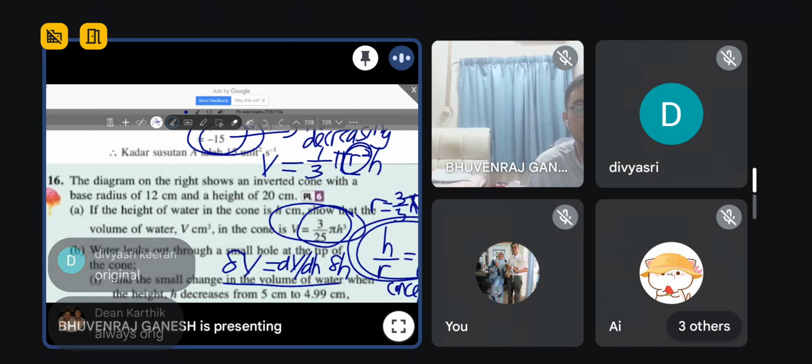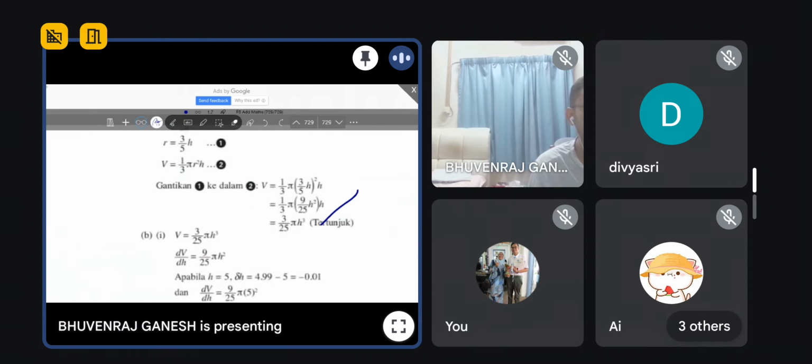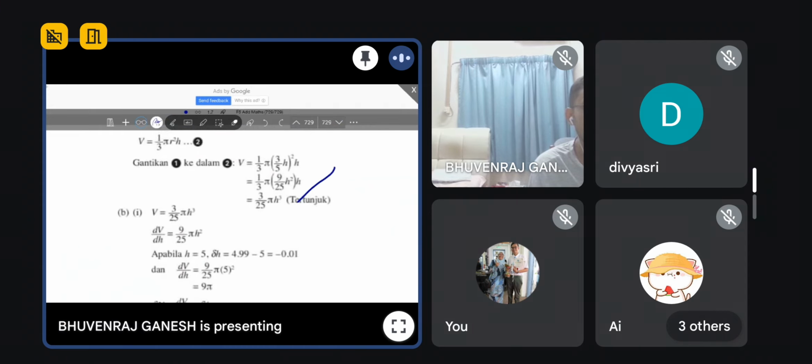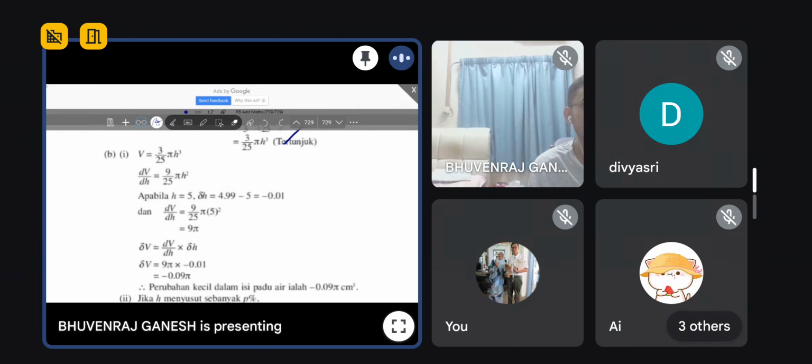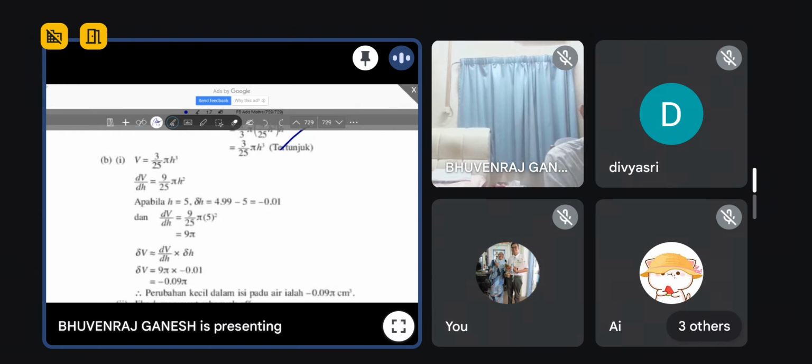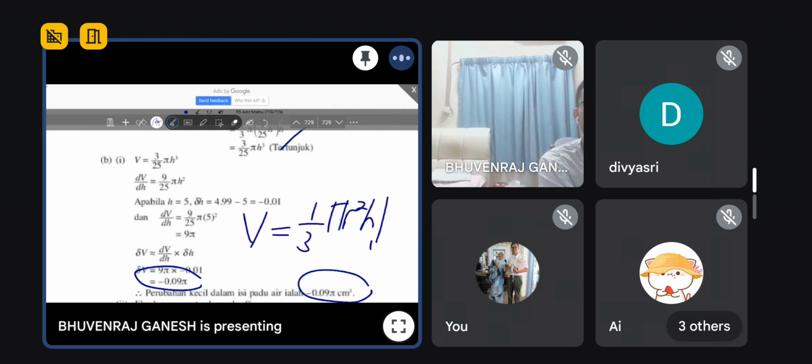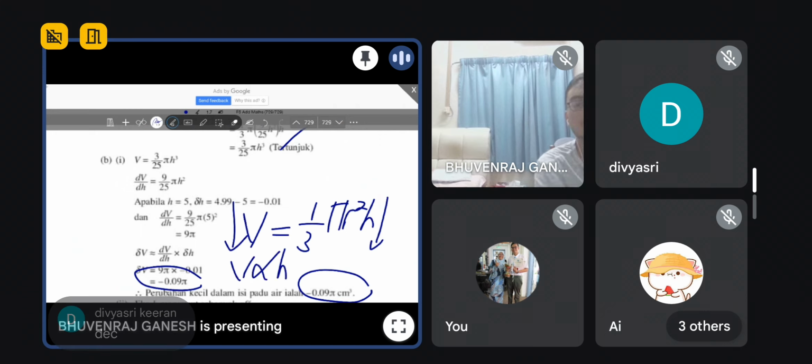Should be no problem. The steps are all the same. Okay, so this is the working here. So you differentiate, delta H, substitute 5, use the formula. So this is the answer. Okay, you can add the negative sign in your answer for delta V, because common sense, V is equal to 1 over 3 pi r square h. If my h decreases, what happens to volume, guys? Also decreases, because V is directly proportional to h, berkadar langsung. So one decreases, the other one also will decrease.